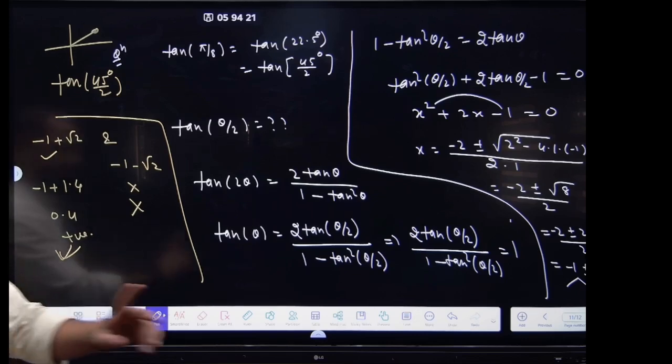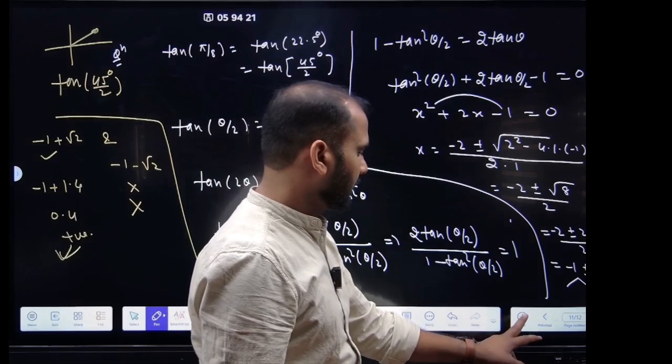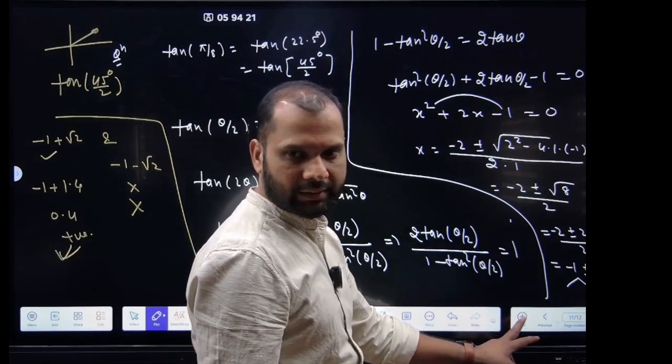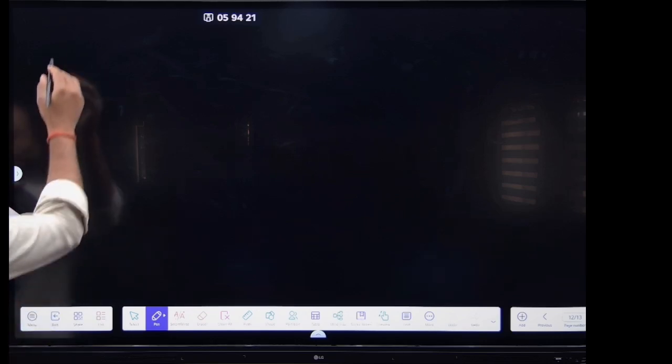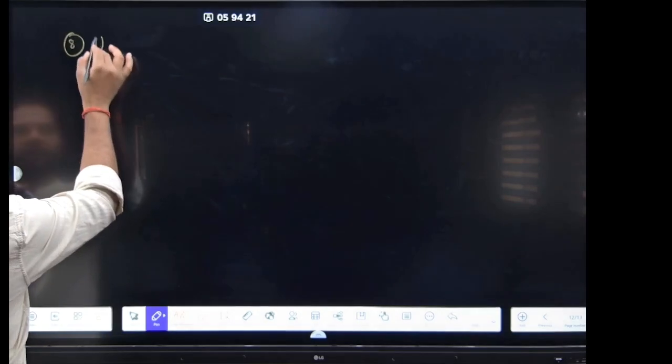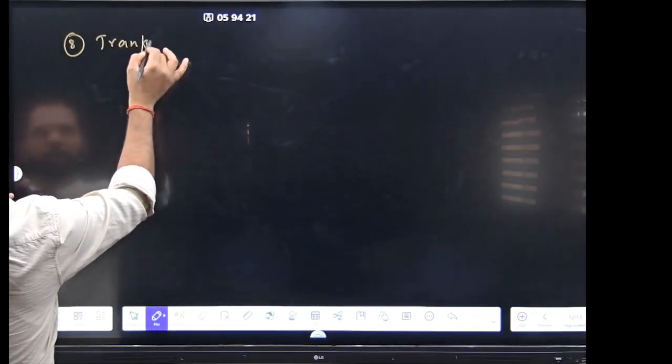One last topic is there that I will be solving, and then we will move to the next. Should I write next? Write down. So this formula you write. These questions can be solved using that formula only. Here formulas are there: transformation, sum to product formula. Write it down. Sum to product formula. Transformation.